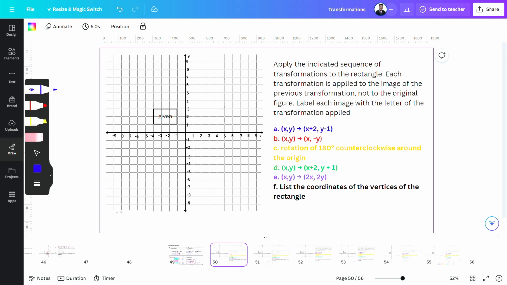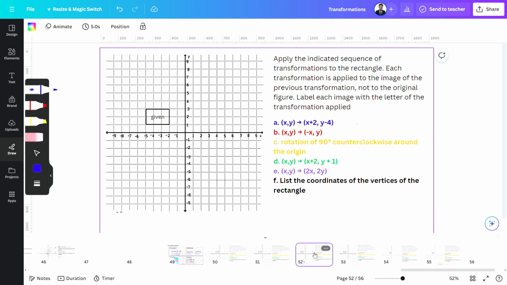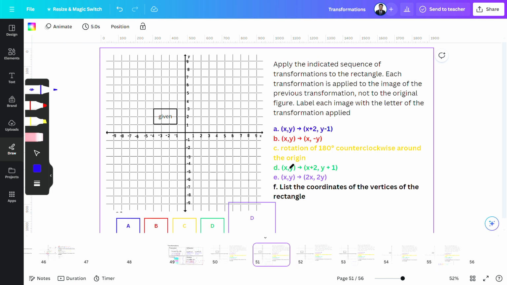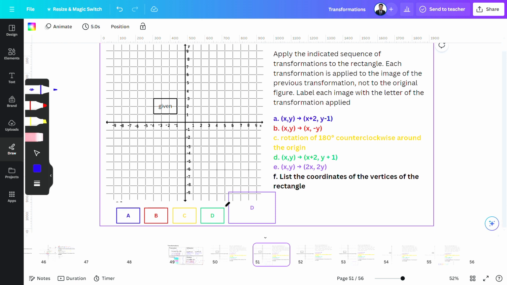To answer this easily, I already prepared the needed figure below. This is the problem from a while ago. Let's say we do letter A first. We have here x plus 2 and y minus 1.